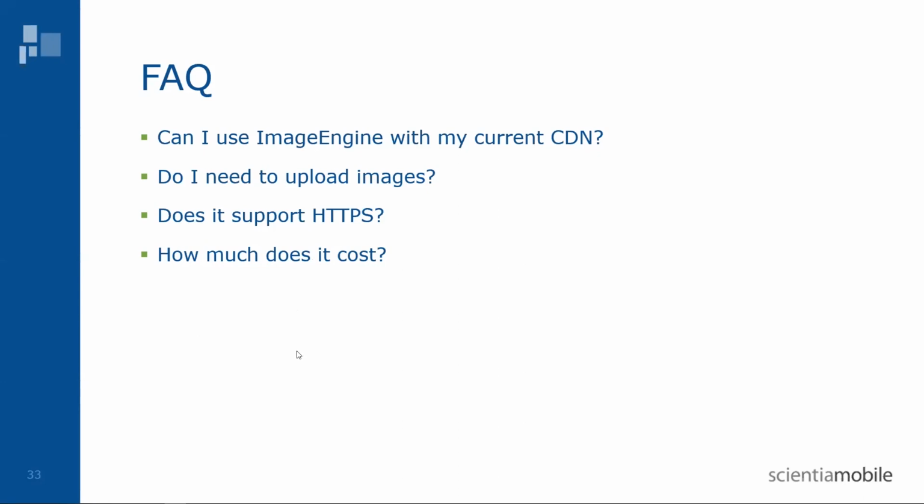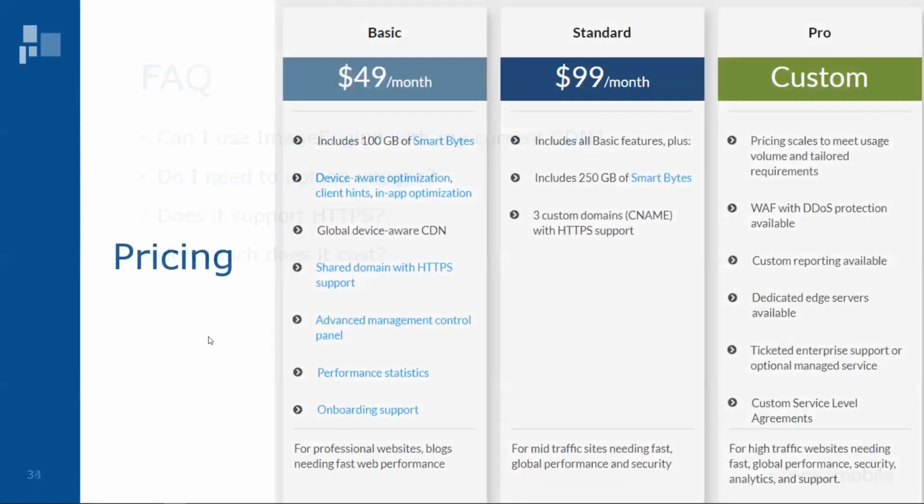Then finally, how much does it cost? I think the question is best answered by looking at our pricing. You can see that there's three different plans: basic, standard, and pro. The basic is probably not necessarily for a website, because it would be a small website, less than 100 gigabytes of smart bytes.